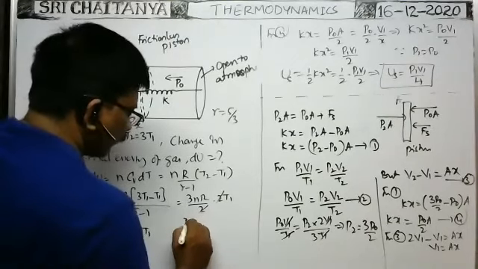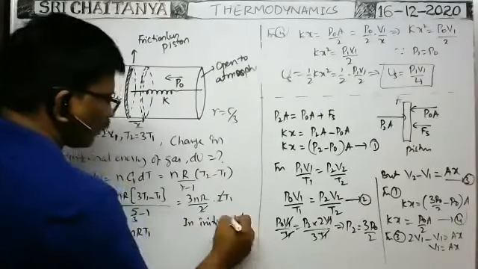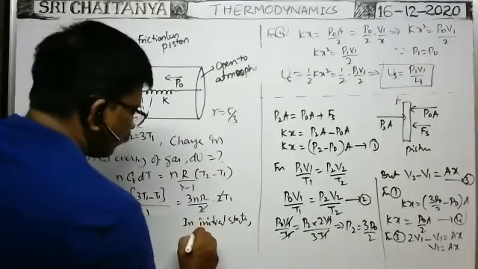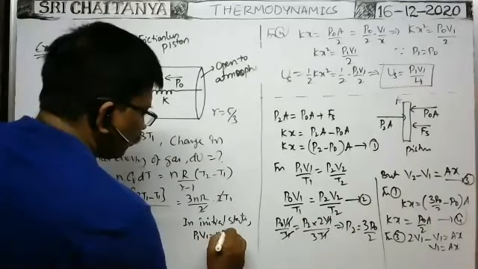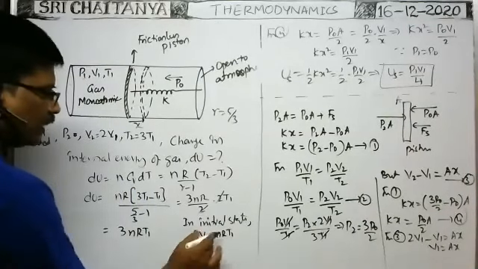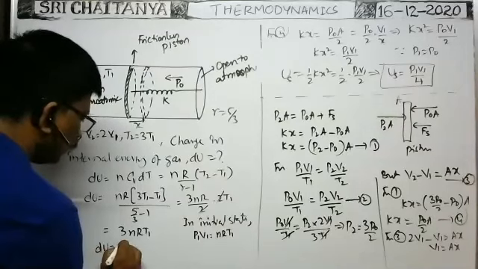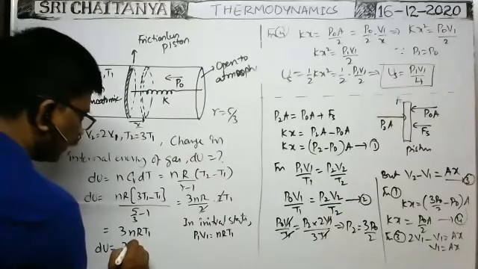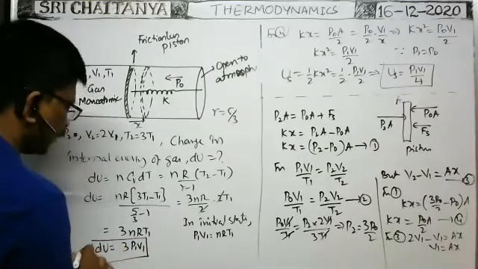In the initial state, according to the ideal gas equation, PV is equal to nRT. P1V1 is equal to nR into T1, in the initial state of the gas. So nRT1 can be written as P1V1. Now we substitute here. Therefore, dU is equal to 3nRT1, which we can write as 3P1V1. So this is the change in internal energy of the gas.